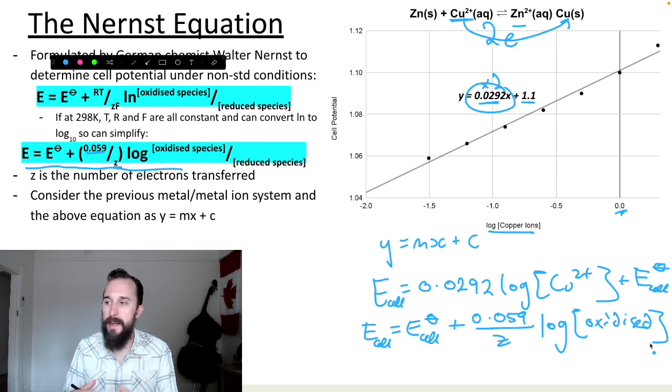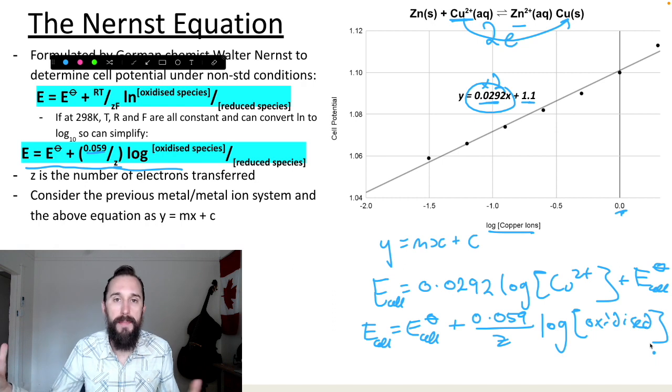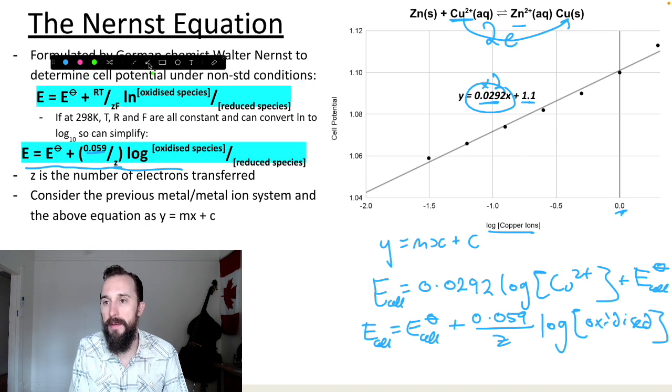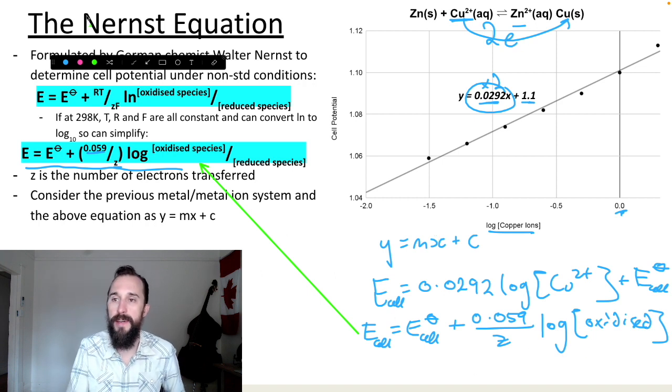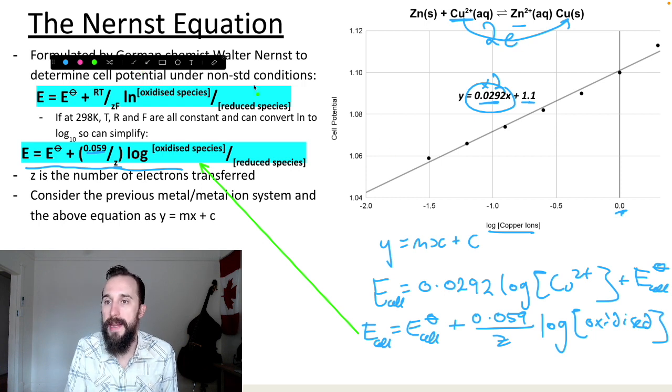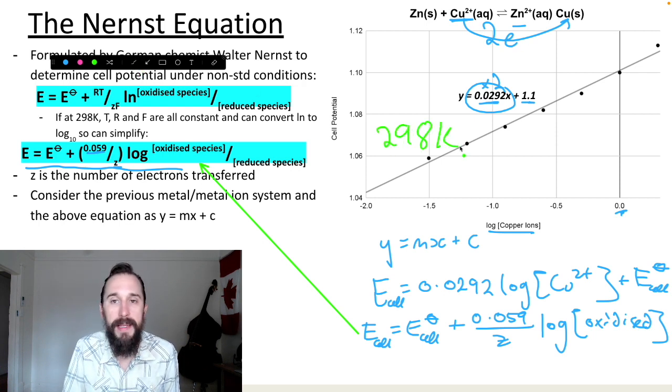Now we know that a solid metal has a fixed concentration, so we don't have to include it. So you can see that we're deriving, based on this experimental relationship, our Nernst equation. And just a reminder, this is when we're doing it at 298 Kelvin, which is what this experiment was done at.